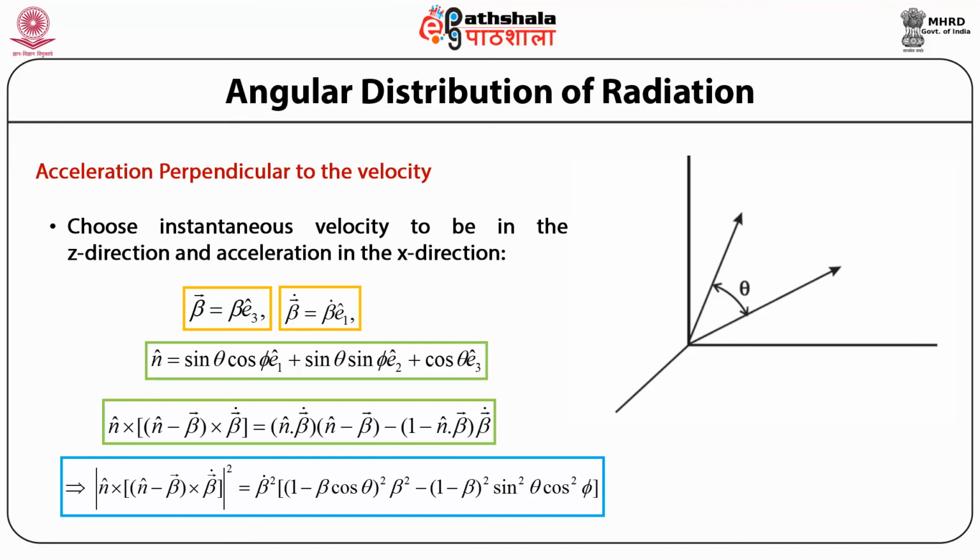cap minus beta cross beta dot bracket close whole square equals mod of n cap dot beta dot into n cap minus beta minus 1 minus n cap dot beta into beta dot whole square, and this could be equal to beta dot square into 1 minus beta cos theta whole square minus 1 minus beta square sin square theta cos square phi.